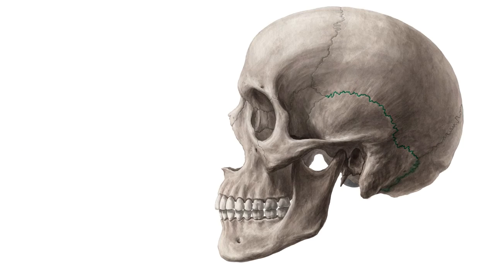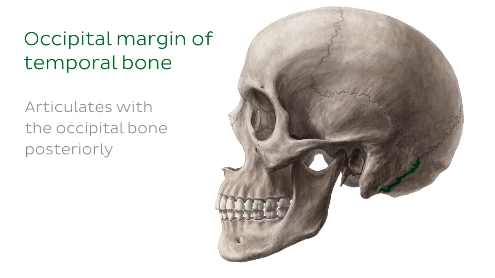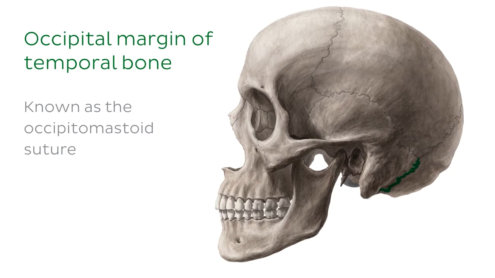Next, we'll look at the occipital margin of the temporal bone. The occipital margin is where the temporal bone articulates with the occipital bone posteriorly. If we look at the image on the right, we can see the temporal bone here, articulating posteriorly with the occipital bone just here. The suture that connects these two bones is known as the occipitomastoid suture.